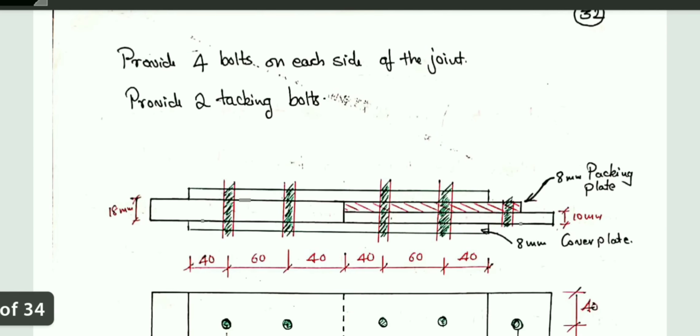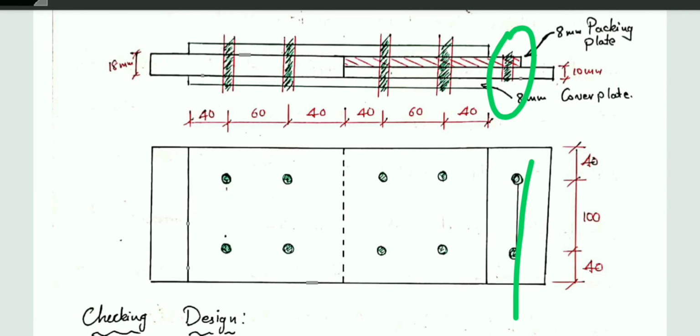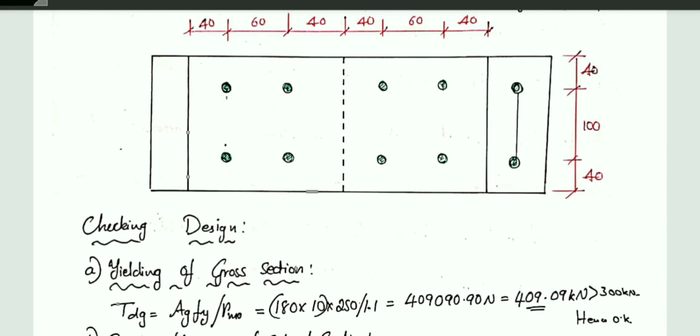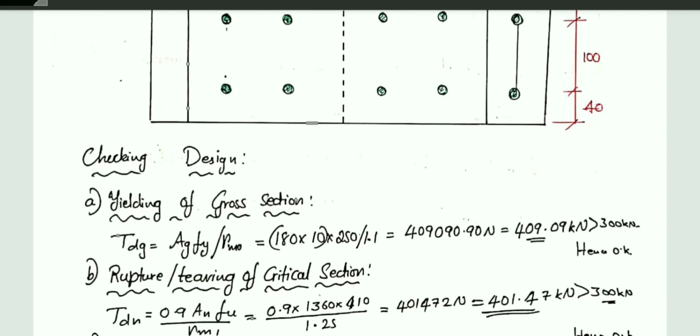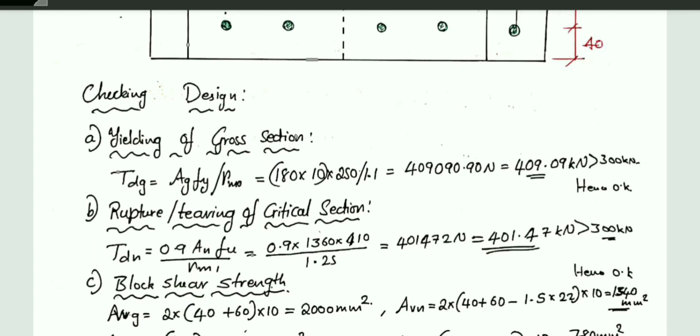Provide 4 bolts on each side, and provide 2 for tacking bolts. You can use a packing plate; 2 numbers here at the end is an extra bolt. Okay, so after this, the detailing is done here, the number of bolts and everything. At the end we need to go for checking of the design.